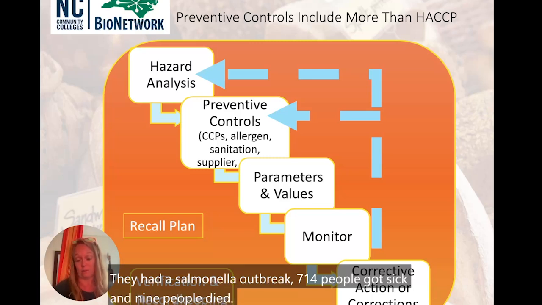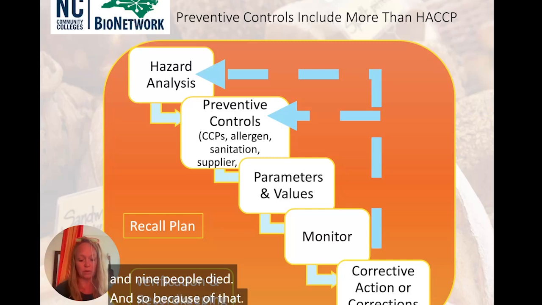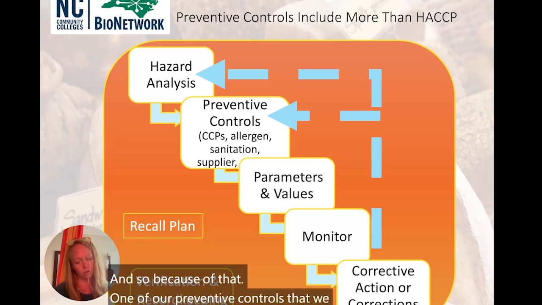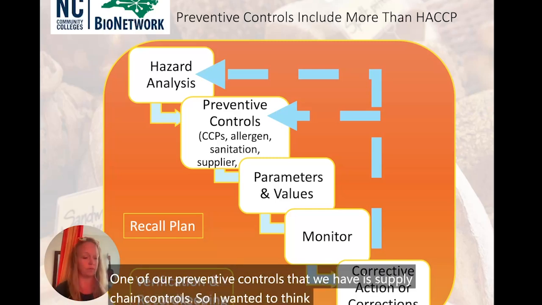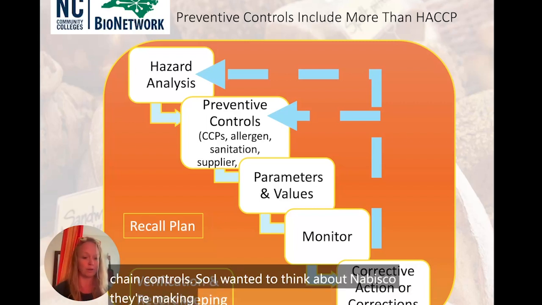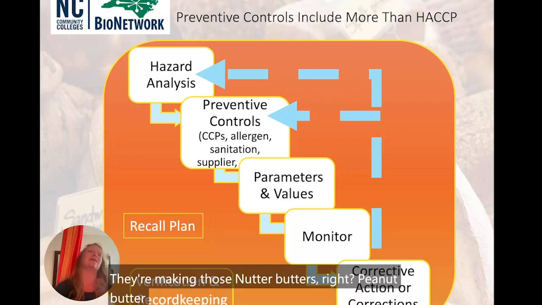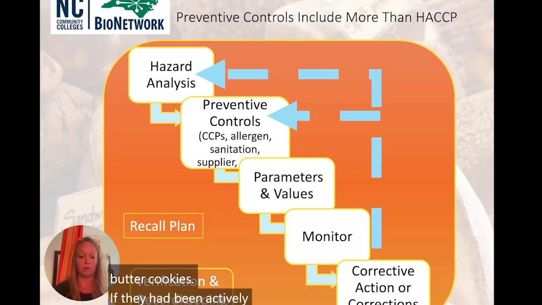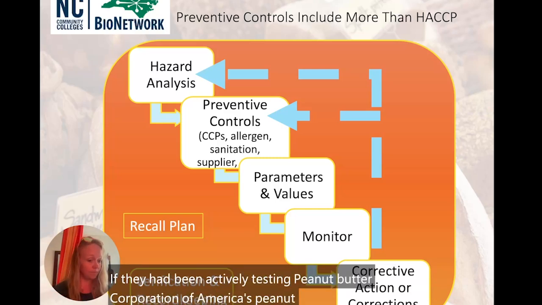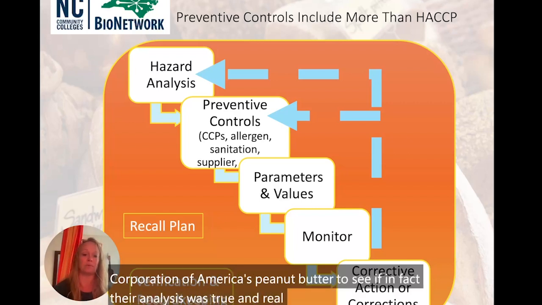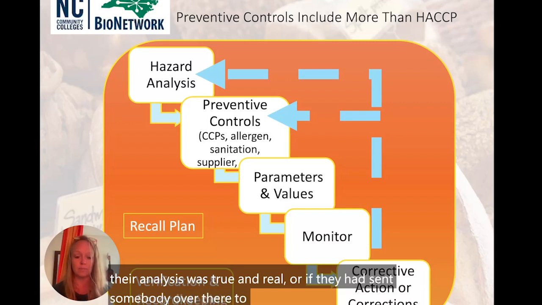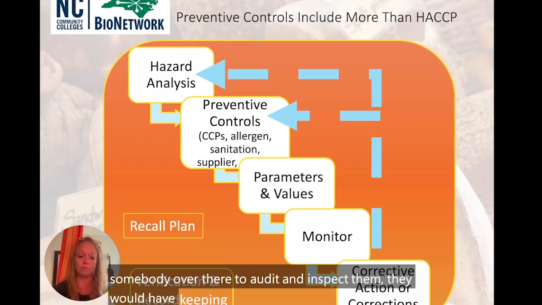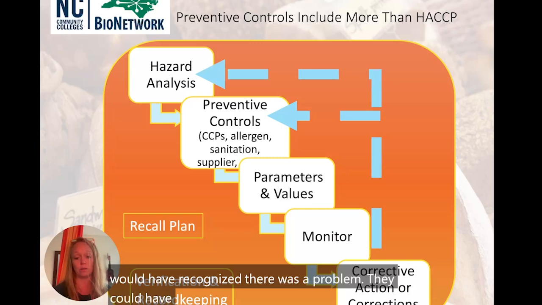And so because of that, one of our preventive controls that we have is supply chain controls. So I want you to think about Nabisco. They're making those Nutter Butters, right? Peanut butter cookies. If they had been actively testing Peanut Corporation of America's peanut butter to see if in fact their analysis was true and real, or if they had sent somebody over there to audit and inspect them, they would have recognized there was a problem. They could have prevented the recall. They could have prevented the outbreak. It could have saved lives.